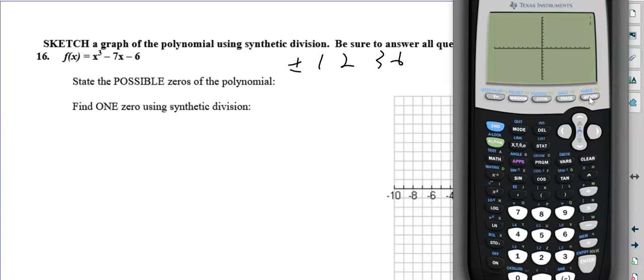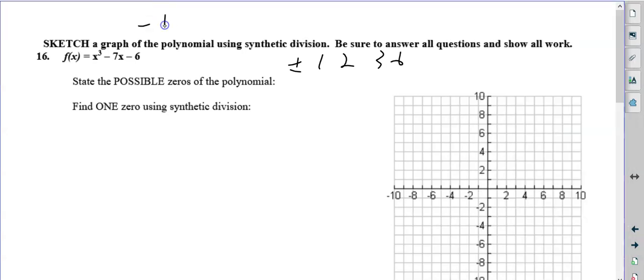The graph, positive cubic. Looks like maybe -1, -2, and maybe 3, but let's check it. Maybe there are fractions. Oh, we have -1, -2, and 3. Nailed it. So -1, -2, and 3. We know those are our answers. So it says find one using synthetic division, so we're just going to pick one. I'm going to pick 3.